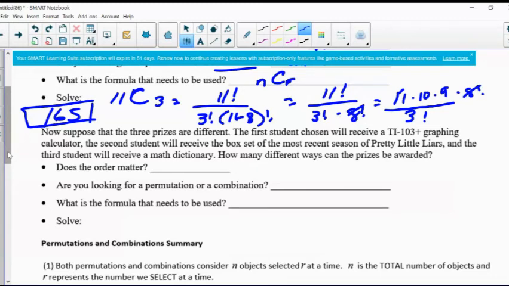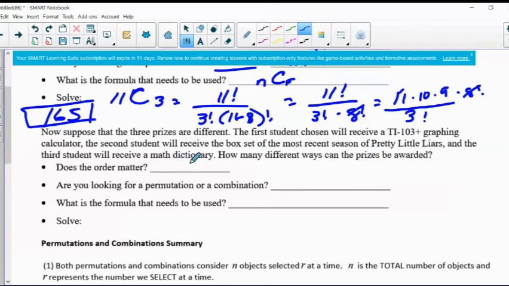If I did an nPr, if I did a permutation and said the order mattered, then first, second, and third would be different, and I would have 990 choices. But because only 165 of them have 3 different first, second, and third as combos, those are different.